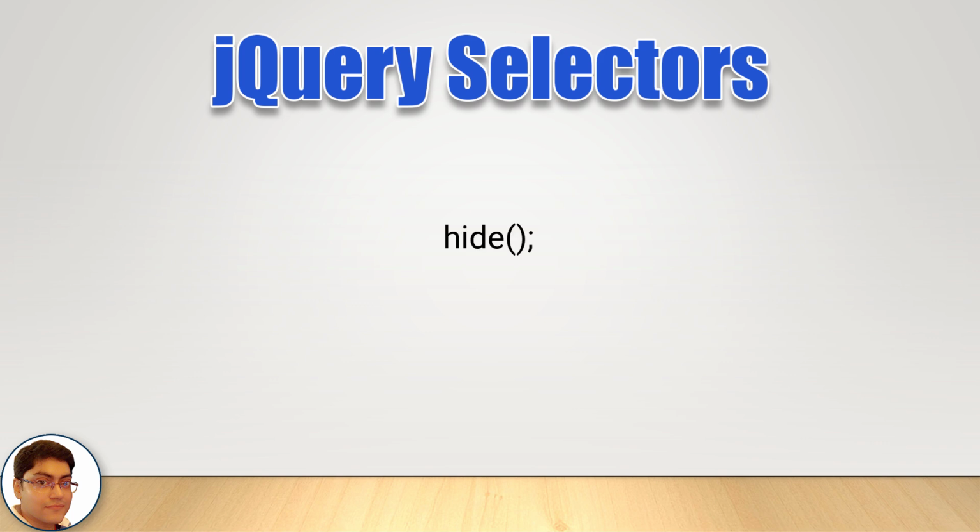The hide method in jQuery is used to hide selected elements, making them invisible. It simply sets the CSS property display to none, making the element visually hidden on the page, but the element remains in the DOM and can be manipulated or shown again later.